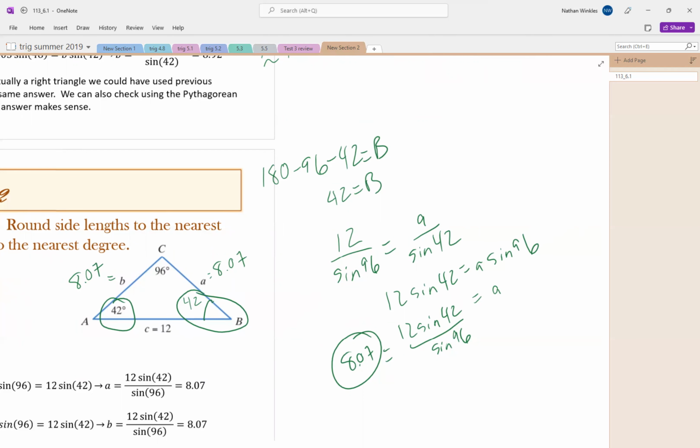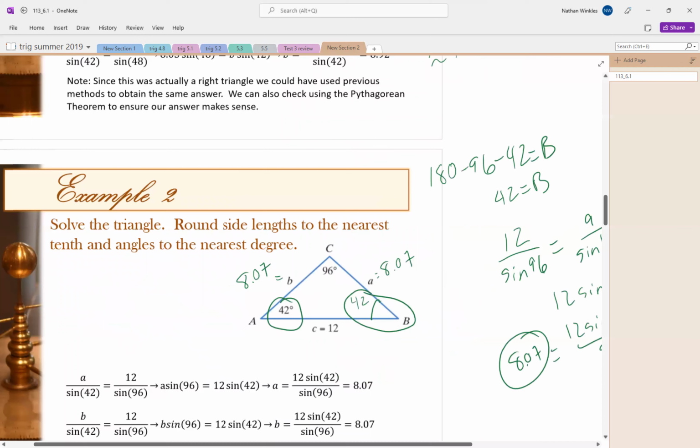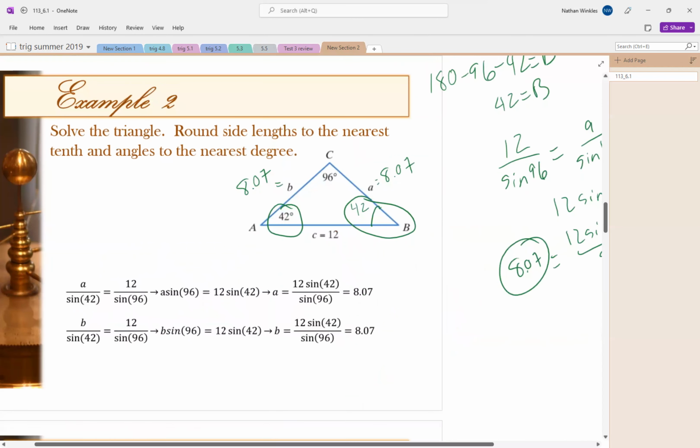So if we notice that, we can do that. If not, if we work it out, B over sine 42 is equal to 12 over sine 96. We still get to the same answer no matter what, because we're using the same exact numbers. So it doesn't matter whether or not we're actually working it all out, or if we notice that if any two of our angles are the same, the sides opposite of those will also be the same.